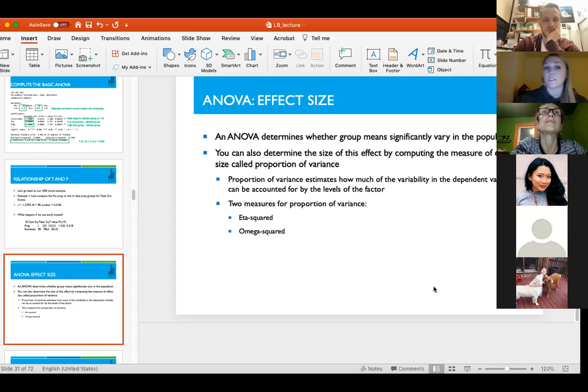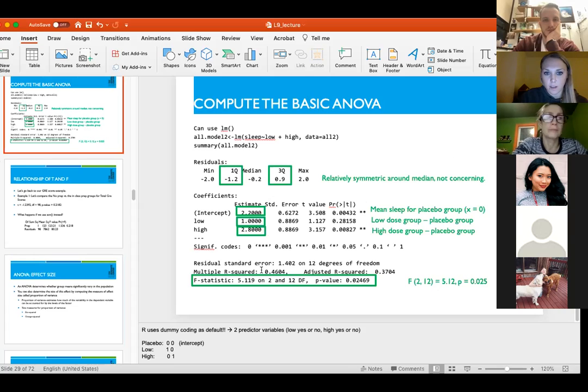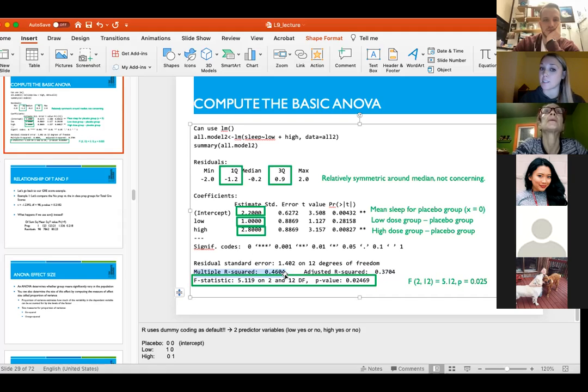R squared is more in the regression world, but essentially R squared gives you your proportion of variability accounted for. I think our R squared on this example here was 0.4604. All this means is our model is accounting for 46% of the variability in the data. So that means our groups account for 46% of the variability. So the R squared metric is really just saying, okay, this is our variance we can explain divided by the total variance that we have.